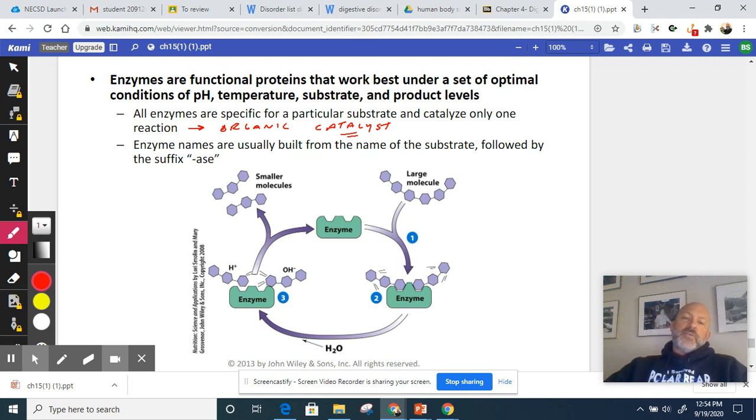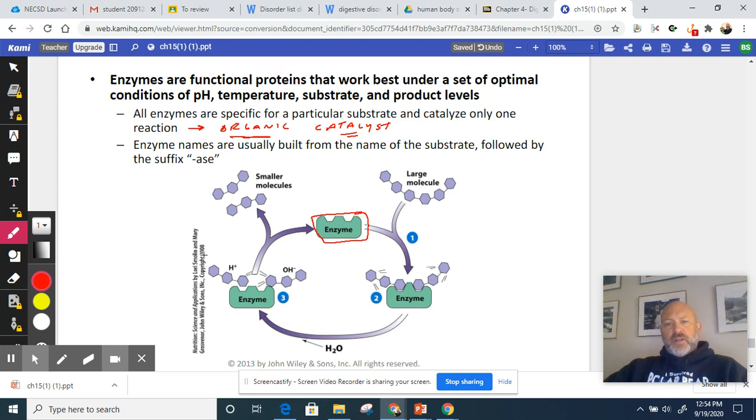But salt is not an organic molecule. Salt comes from the ground. So that's an inorganic catalyst. Your body has organic catalysts, molecules that are made to speed up reactions. And such molecules are enzymes. Enzymes are proteins. We make them in our cells. And what they do is they speed up reactions. Without enzymes, our bodies wouldn't be able to function.